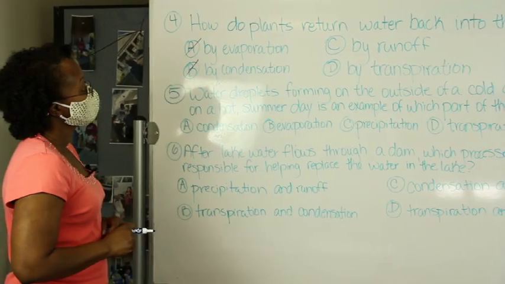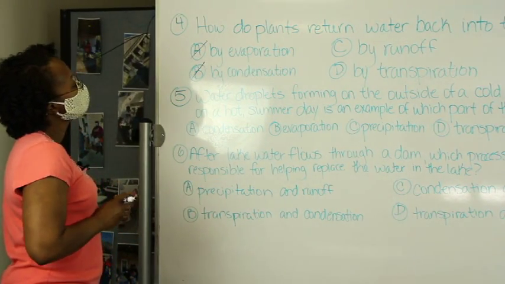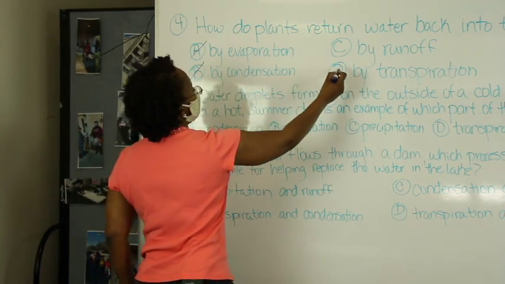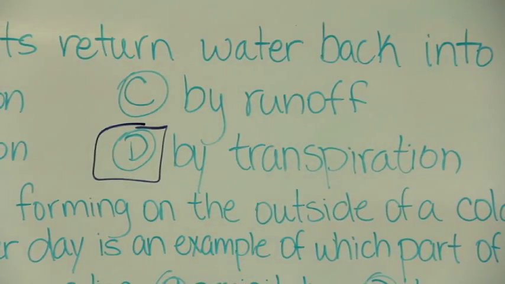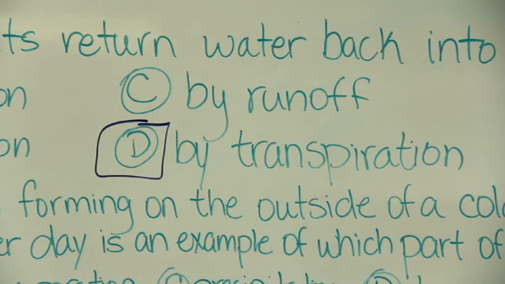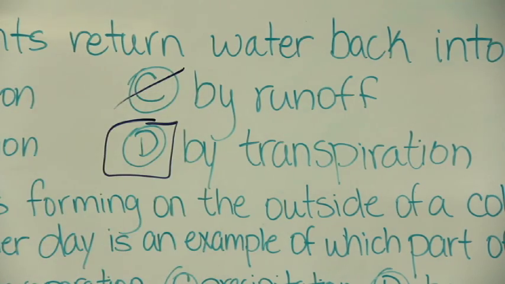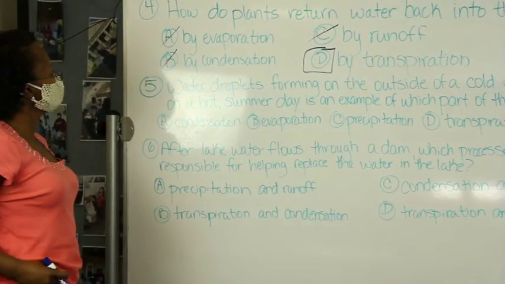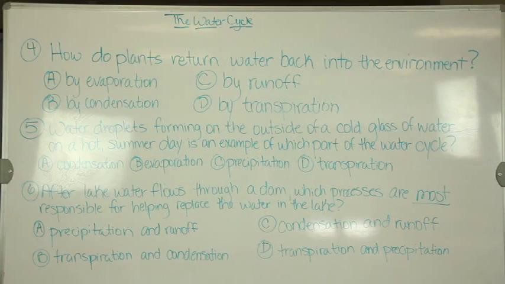So I think that the best answer would be D, because D is specific to the plant, where the water goes from the roots out of the pores into the environment. C was a decent answer, but D is the best answer. Okay? All right, let's go to the next one.